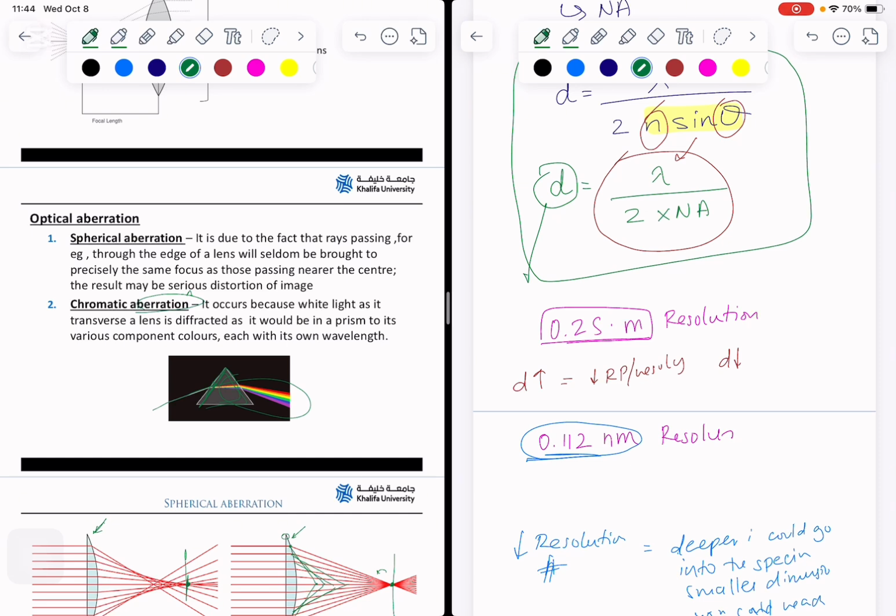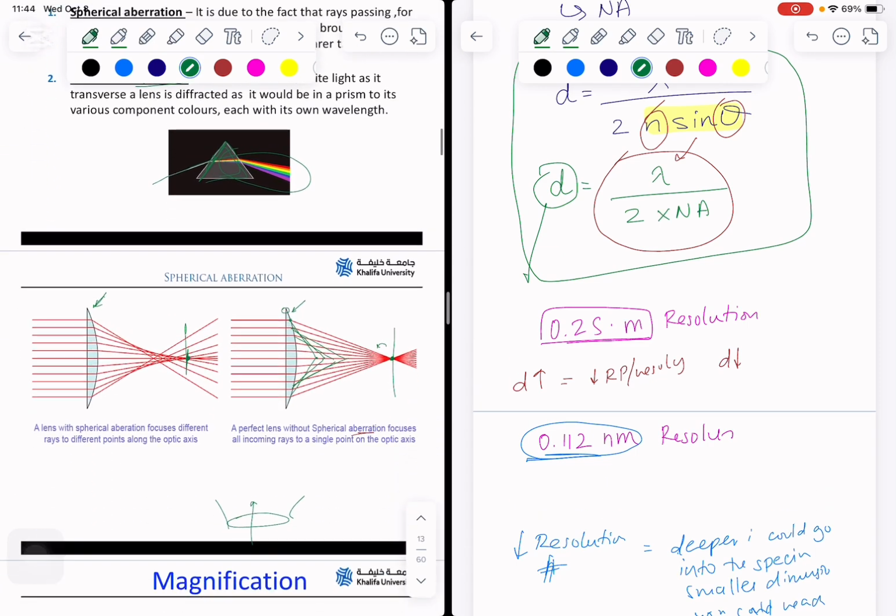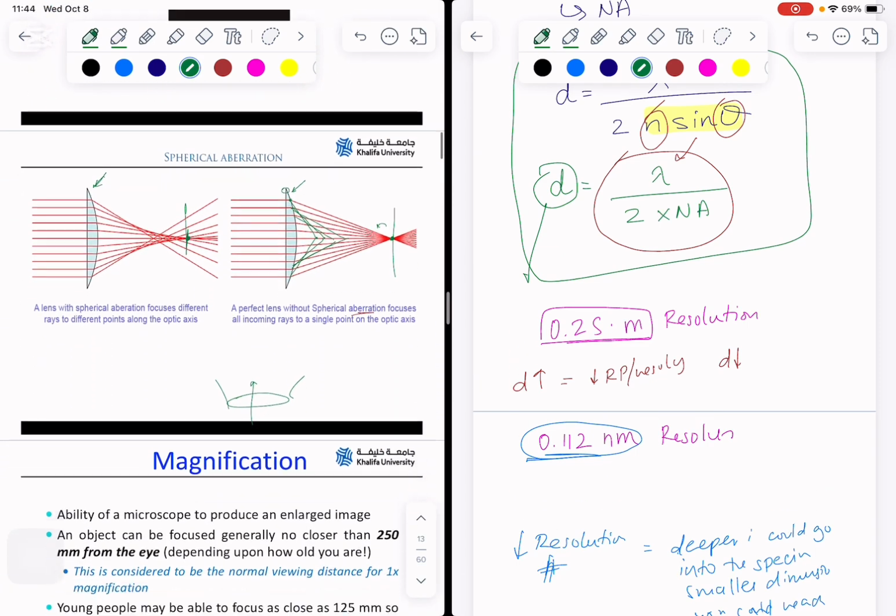You're going to have a lot of colors, and each color focuses on a different point, and then you're going to have a problem with the structure, and it's not going to be focused. It's going to be blurry, misaligned and fuzzy, and it's going to be funny to look at under the microscope. So these are the two main problems they face while using the lenses of the microscope.